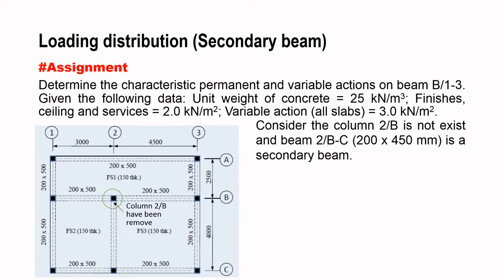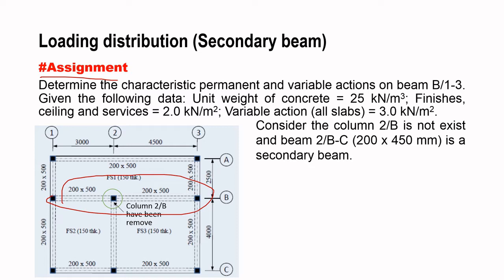Okay, so here is the assignment for you guys. You can refer to the previous videos where I already showed the calculation of how to calculate the load. But this one is loading distribution for the secondary beam. You need to determine the characteristic permanent and variable actions, the Gk and the Qk, on beam B13. You need to calculate on B13 as just now, but then this column B2 has been removed.